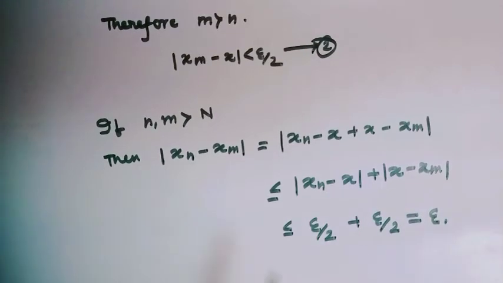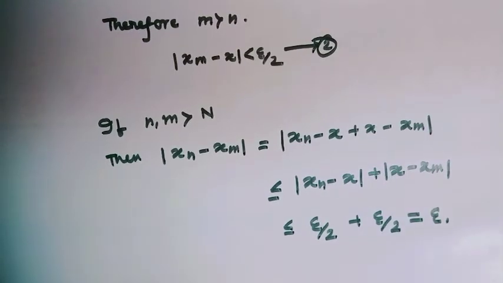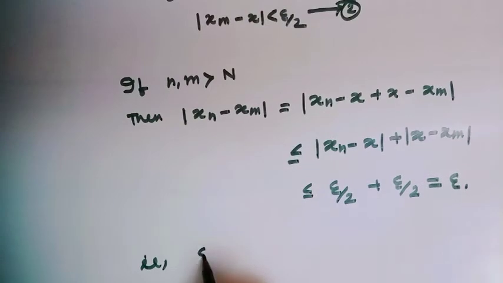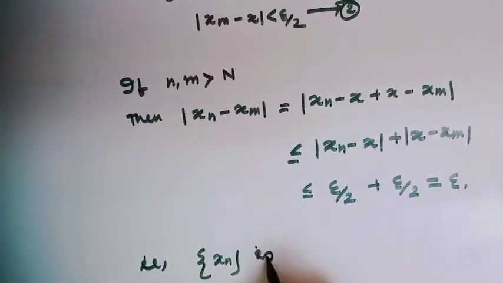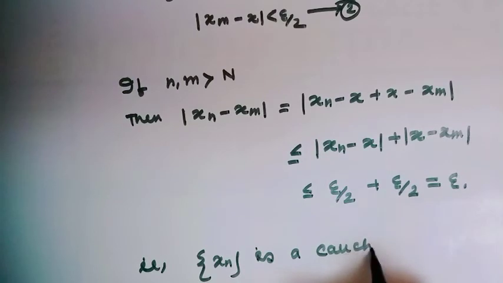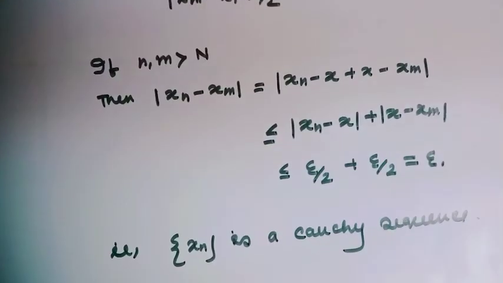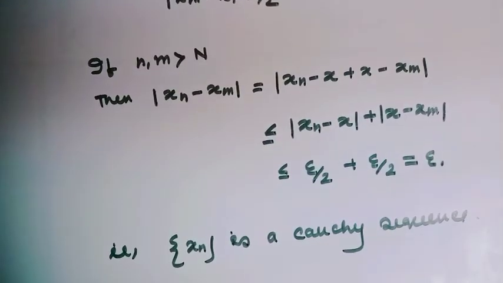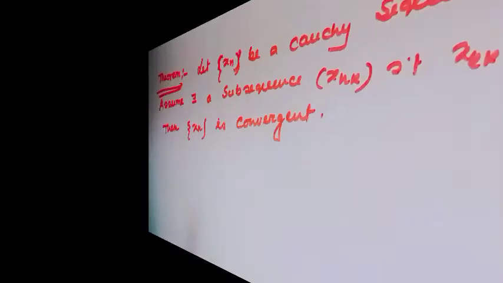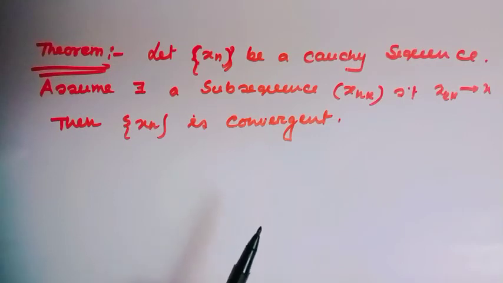This is the definition of a Cauchy sequence. That means xn is a Cauchy sequence. Are you getting my point? Okay, this is our proof. That means every convergent sequence is a Cauchy sequence. Convergent always implies Cauchy, but Cauchy does not always imply convergent. Let's see one theorem.